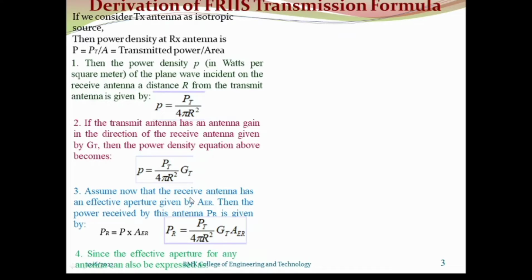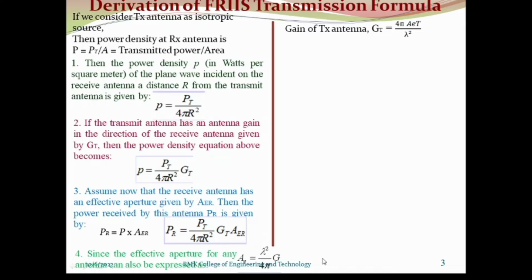Since the effective aperture for any antenna can also be expressed by AE is equal to lambda squared by 4 pi into the gain, this is the general formula for effective aperture. So here we are going to derive the Friis transmission formula. For that we need to take the transmitting antenna: gain of the transmitting antenna is equal to 4 pi AET by lambda squared, where AET is nothing but the effective aperture of the transmitting antenna. This formula we already know, right? This is the relation between gain of the antenna as well as effective aperture.